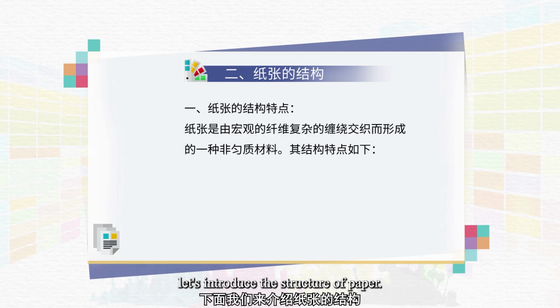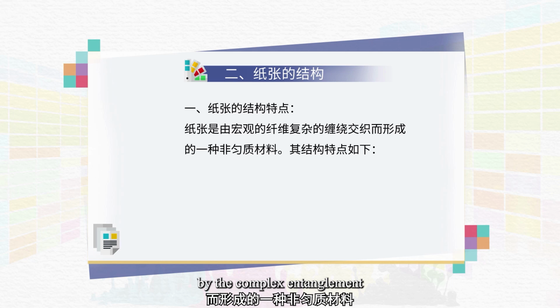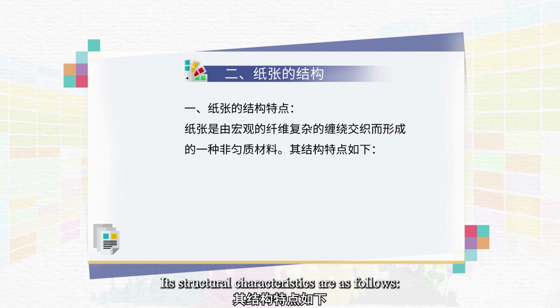Well, after introducing the composition of paper, let's introduce the structure of paper. Paper is a non-homogeneous material formed by the complex entanglement and interweaving of macroscopic fibers. Its structural characteristics are as follows.